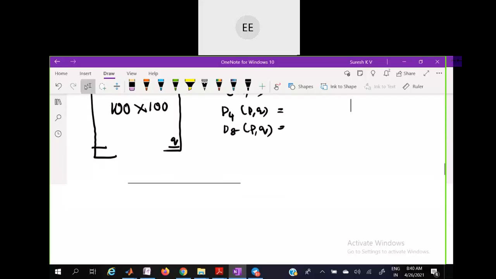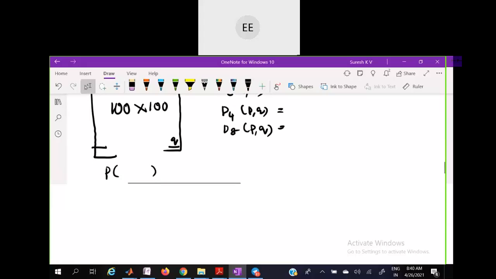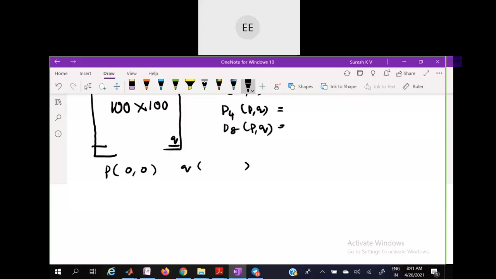What is x comma y for P? 0, 0. Then what is x comma y for Q? 100, 100. Will it be 100 comma 100 or 99 comma 99? 99 comma 99. Yes, that is where you may go wrong.